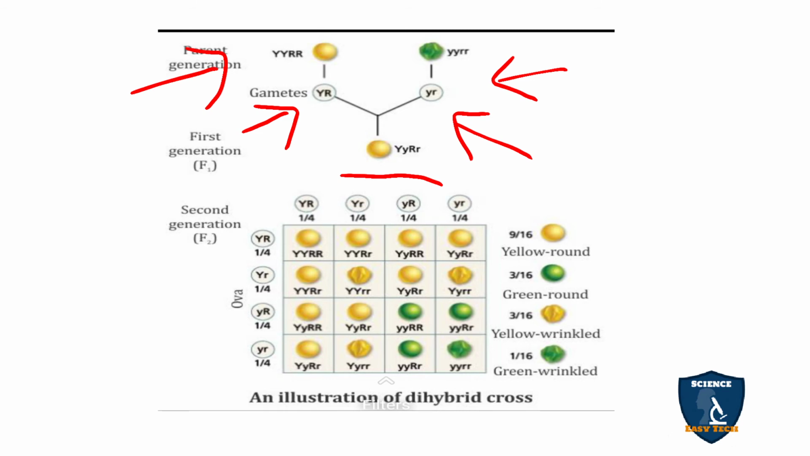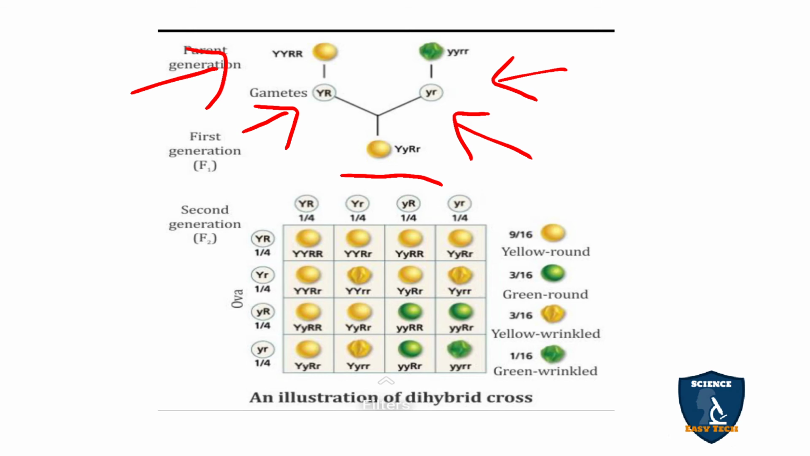It may be like this, in this direction, 1, 2, 3, 4, 5, 6, 7. You can count it and see the 9 yellow round. It is 9 yellow round to 3 green round, to 3 yellow wrinkled, to 1 green wrinkled.